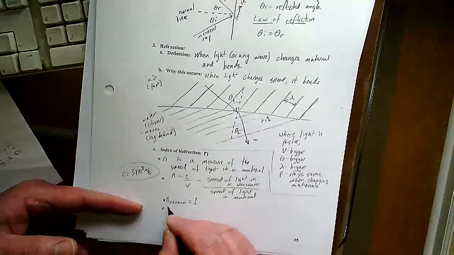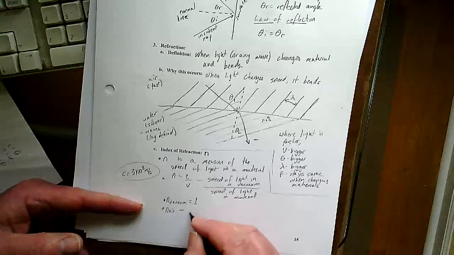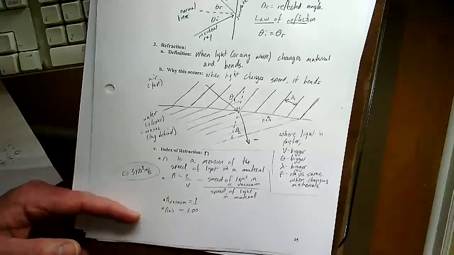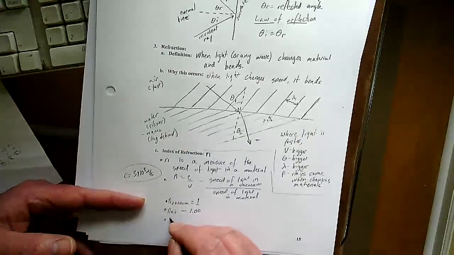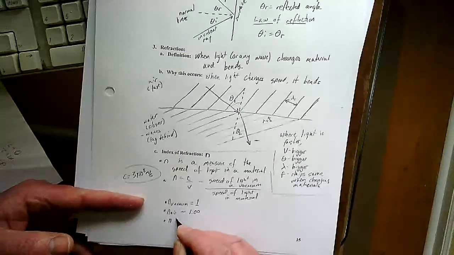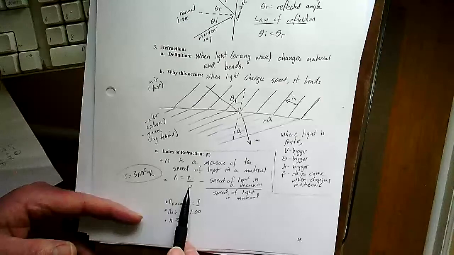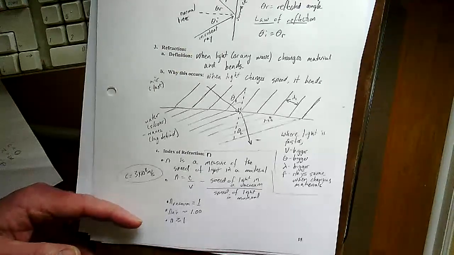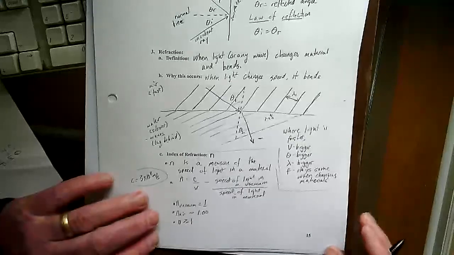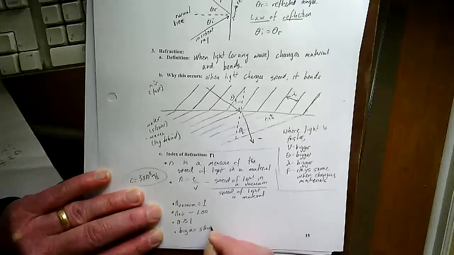And that's an N for air. Air is pretty thin. It's going to be almost the same as a vacuum. So that's going to be about 1 as well. And that's one you should know. N for any other material is going to be greater than 1, because I'm going to do the speed of light in the vacuum divided by the speed of the light in the material, which is going to be smaller because it's going to be slower than it is in the vacuum. So you have a bigger number divided by a little number, that's always going to be bigger than 1. And big N is equal to a slow material.